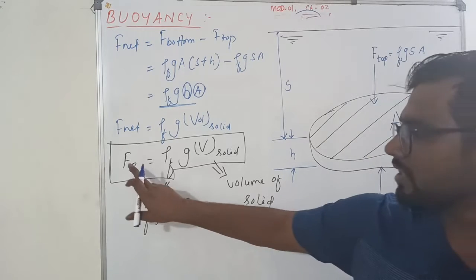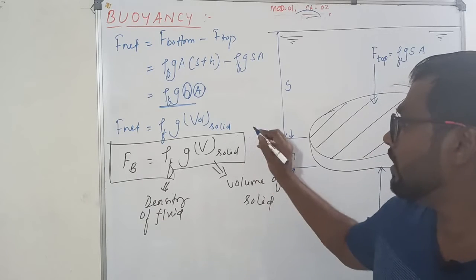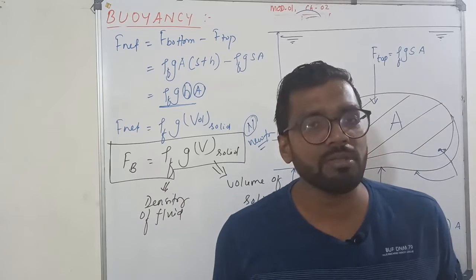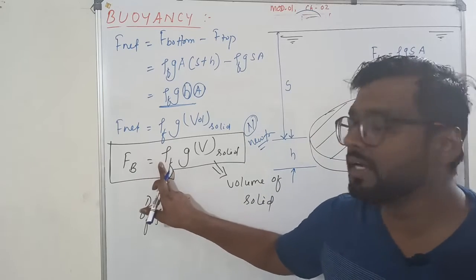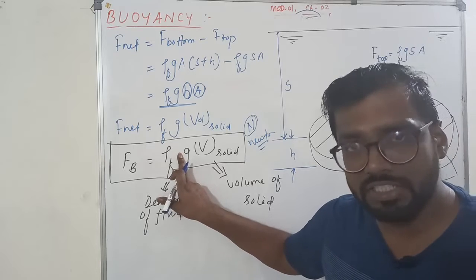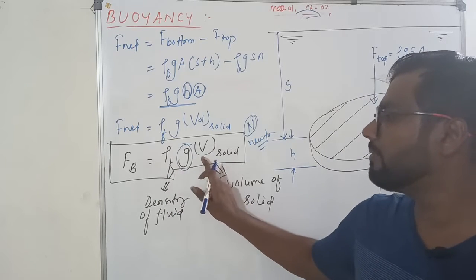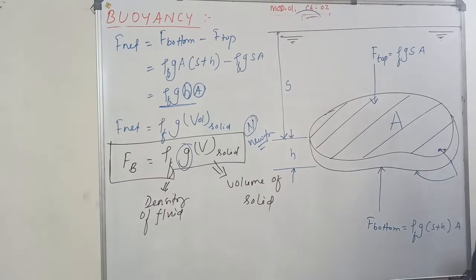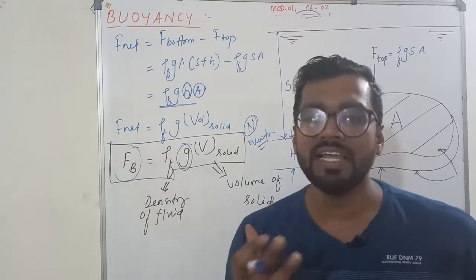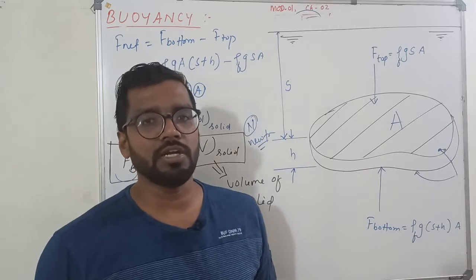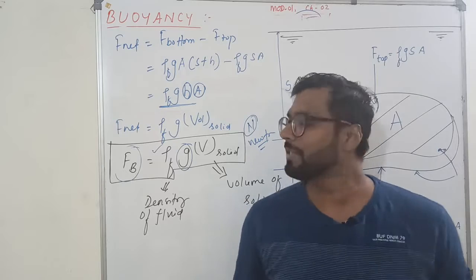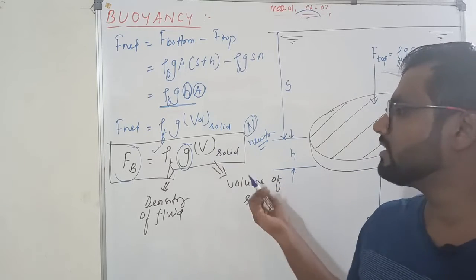Now see, this force of buoyancy is the magnitude. What is the unit? The unit is Newton, as it is a force. The magnitude of the buoyancy force is the density of the fluid multiplied by acceleration due to gravity multiplied by the volume of the solid submerged. So what we come to know is that the force of buoyancy does not depend on the density of the solid, but on the density of the fluid. G is the acceleration due to gravity, and V is the volume of the solid.